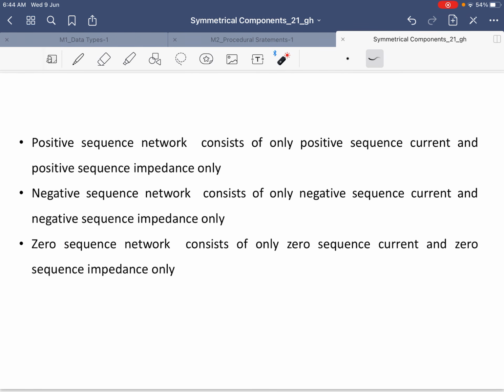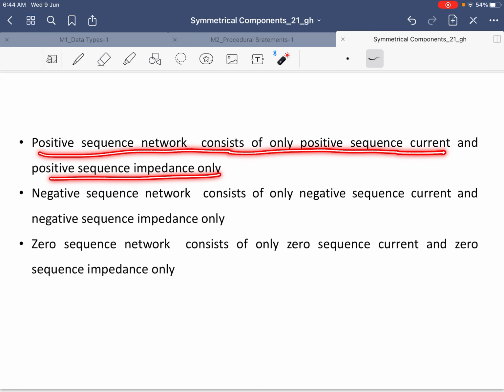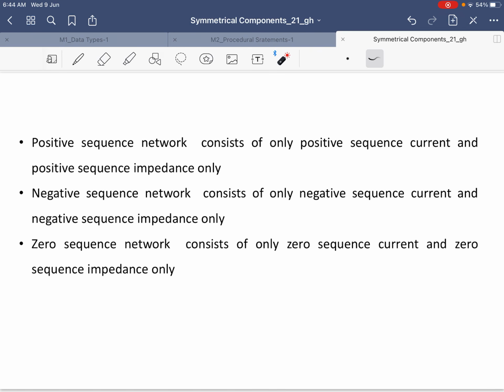Therefore, broadly your network is divided into three. One is called the positive sequence network, which consists of only positive sequence current and positive sequence impedance. Similarly, the negative sequence network consists of negative sequence current and negative sequence impedance. And in the zero sequence network, we have zero sequence current and zero sequence impedance only.